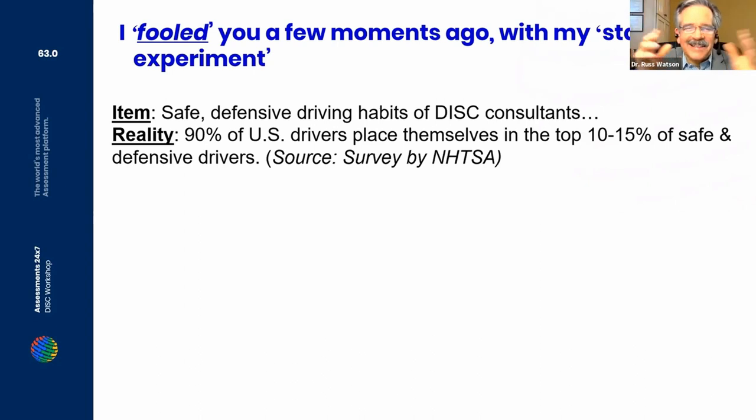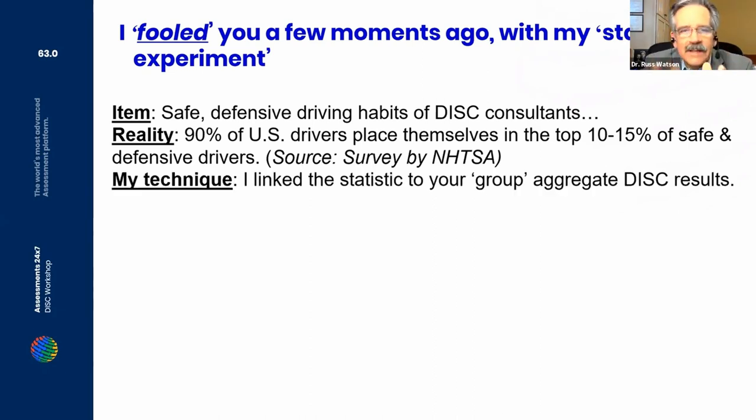I've got to repeat that and try not to laugh, but I can't. This came from a survey by the National Highway Transportation Safety Administration. 90% of people say, yeah, I'm in the top 10 or 15%. And in a follow-up question, 70% of that 90% say, yeah, I'm up in the top 10 or 15%, but some of my friends and relatives are not there with me. So my technique was this: I linked the statistic to your group aggregate score and asked, does this apply to you?